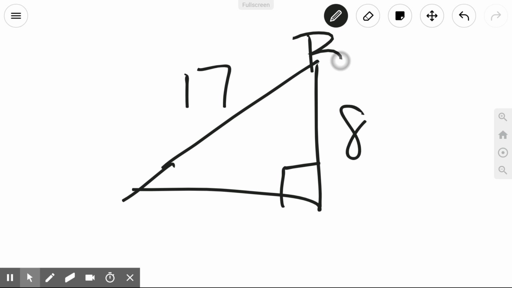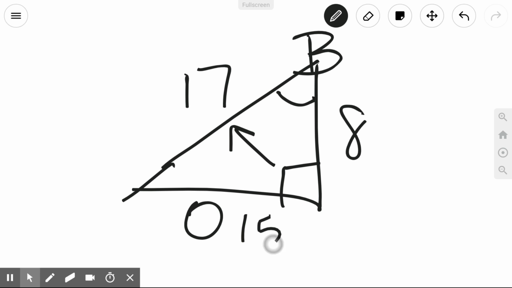It talks in number 18, 19, and 20. It says, find the values for the three trigonometric ratios for angle B. So that's this angle right here for this one. You don't know this over here, but you can figure that out because there's the hypotenuse over there, opposite of the right angle. So I can do 17 squared minus 8 squared, and that will give me 15 for this.